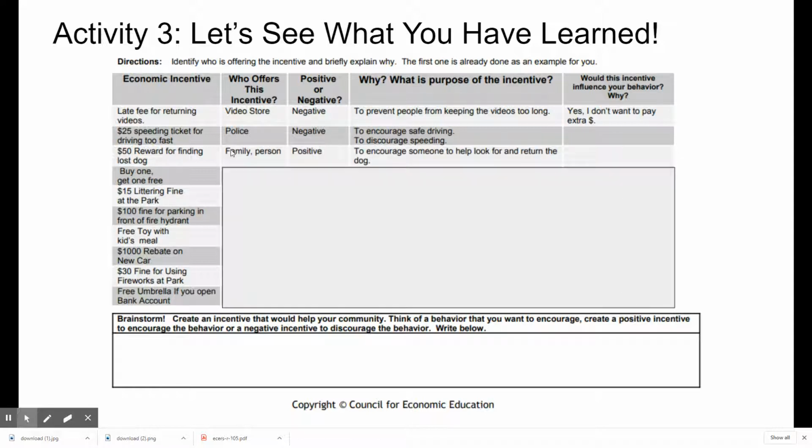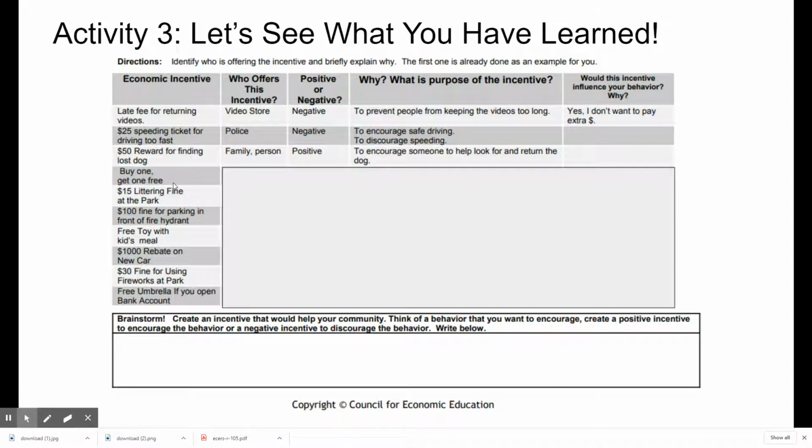If you answered a family or a person, you're correct. It is a positive incentive because most people like getting $50. And the reason they're giving the incentive is to encourage someone to help look for and return the dog. And I think, yes, that would influence my behavior. Okay, let's look at the next one.